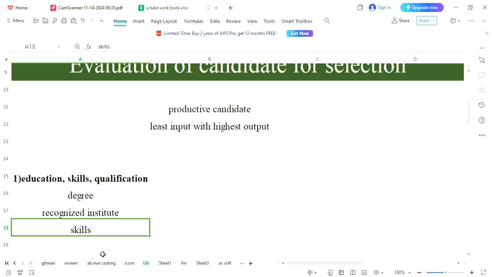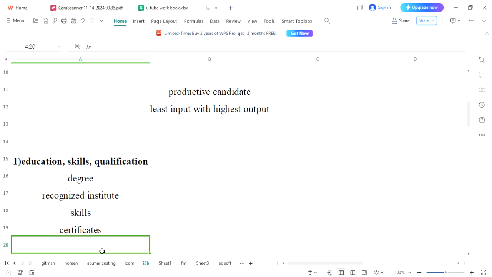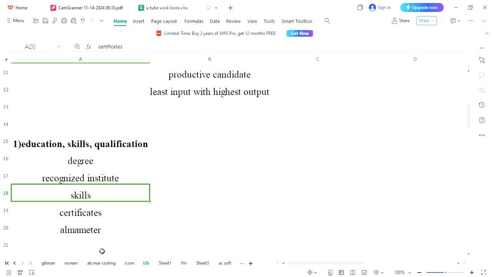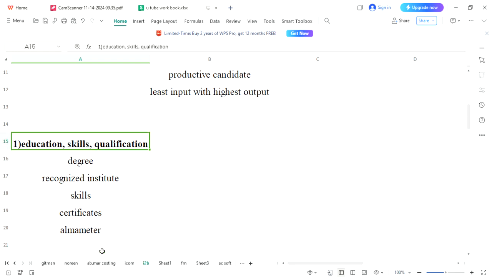And then we will see if he has any extra certificates, any diplomas besides that, and obviously his alma mater. This is a little difficult word, but consider it alma mater. His previous educational institutes, those are called alma mater, or the institute from where he had taken his highest degree. All right guys, so first thing first is to see his education, his skills, and his qualification.